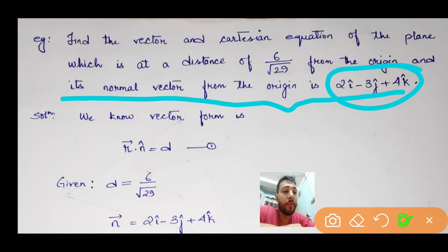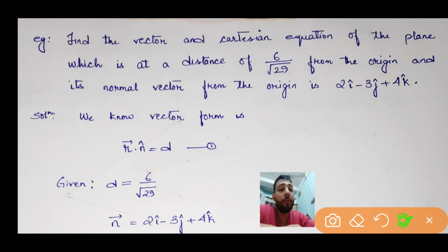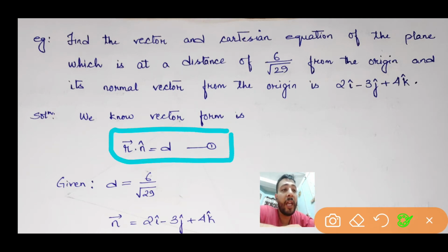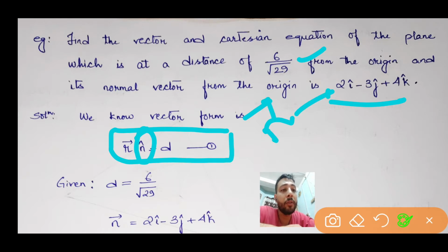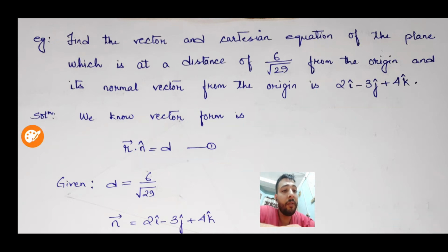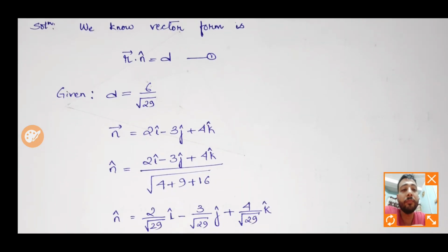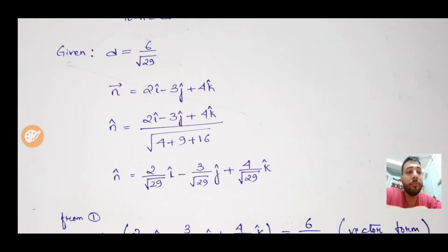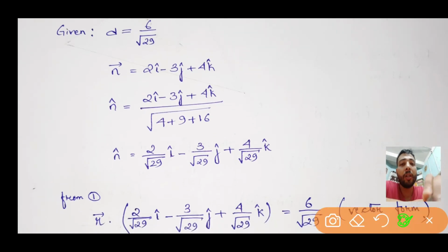So how do you write the equation? This is our equation. Directly don't substitute this and this. Clear? It will be wrong because we have n cap here and we are given n vector here. This is our n vector, right? So I will find my n cap first. According to the question, d is given to me and n vector is given, so I'm finding n cap.